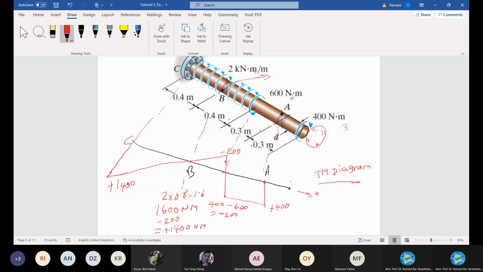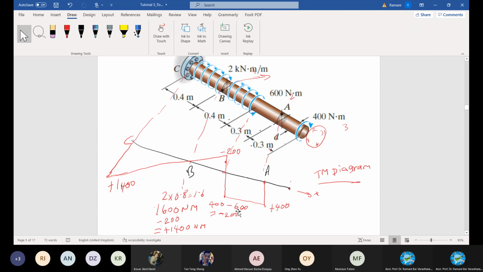From A, it is 400 point to load. So I take it as a straight line, no change until it reaches another moment, at 600 at this point between A and B. So it is continuing. Hence, I need to stop here and recalculate how much is the net value in between A and B, which is crossed by 600 Newton meter at this point.